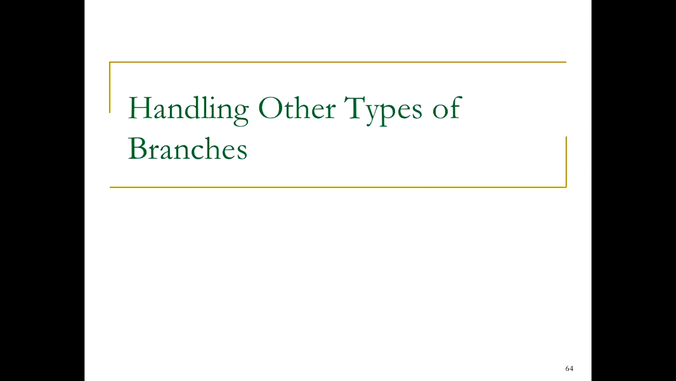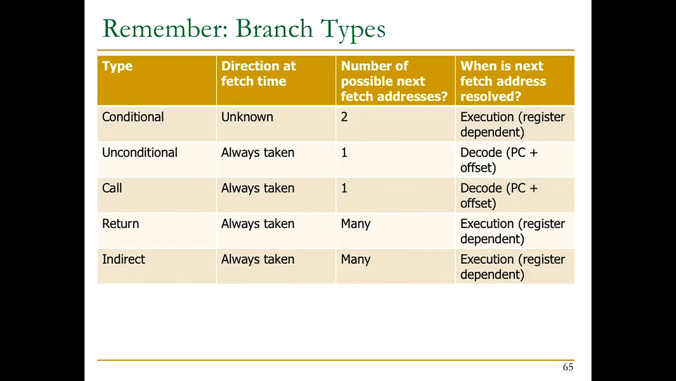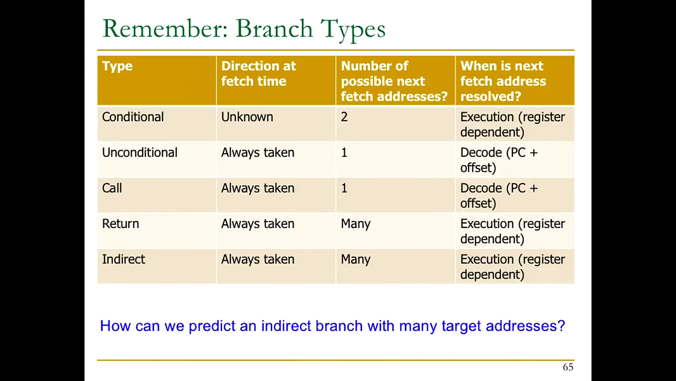Let's see. We still have some time. So I'll cover handling other types of branches. We've concerned ourselves a lot with conditional branches, but other types of branches exist. If you remember the picture I showed you when we started this branch prediction lecture yesterday, there are these other types of branches. Unconditional branches are not that interesting, clearly.